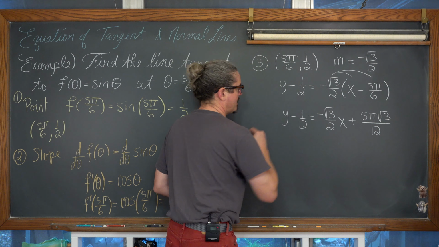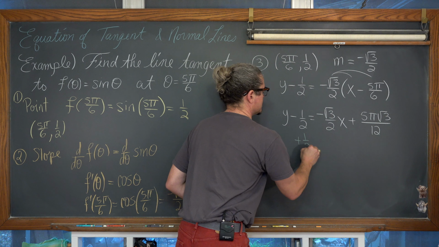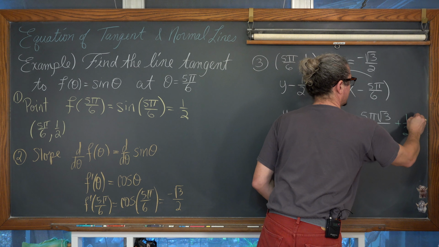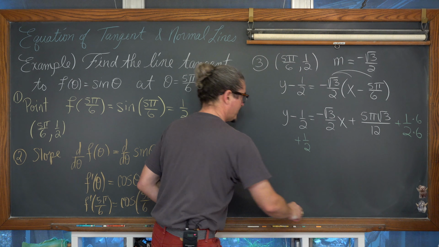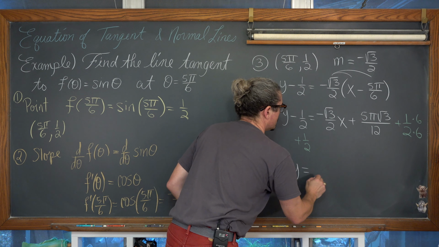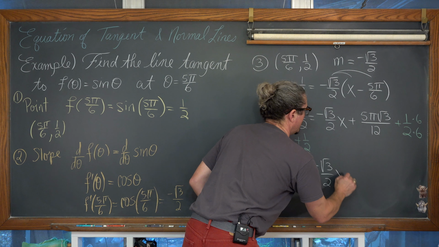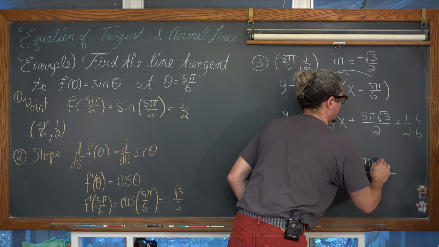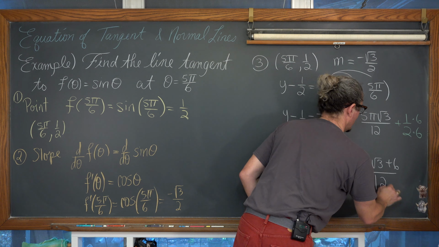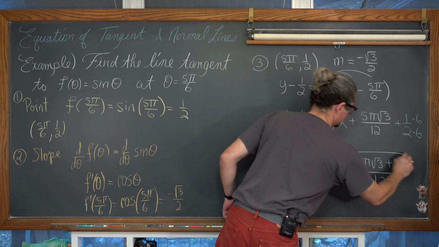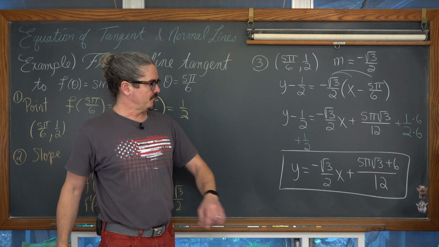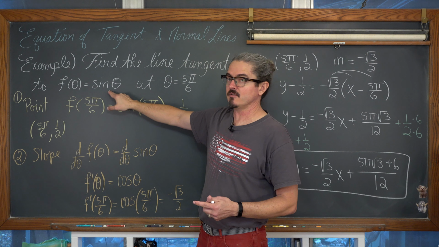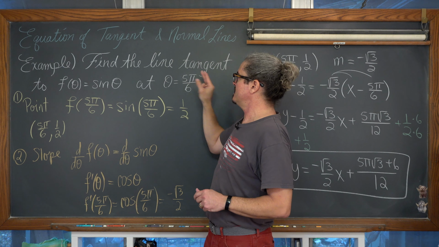We're going to undo the minus 1/2 over here with the y by adding 1/2 to both sides. We then need to find a common denominator, so we're going to multiply 1/2 by 6 in the numerator and 6 in the denominator, a form of 1. And we have y is equal to negative square root of 3 over 2x plus 5 pi square root of 3 plus 6 over 12. And this is the equation of the line which is tangent to the function f of theta equals sine of theta when theta is equal to 5 pi over 6.